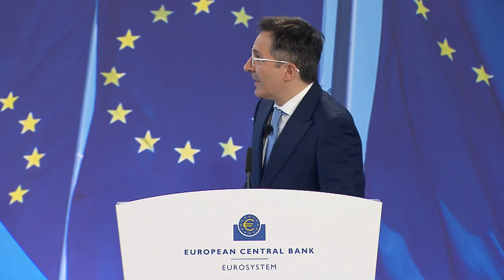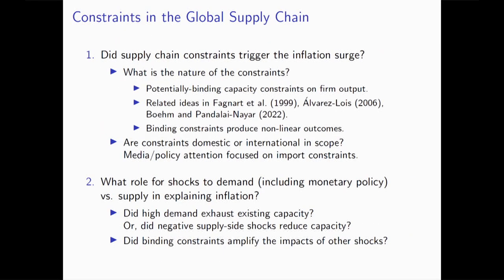So the goal of this paper is to study this possibility, to study whether capacity constraints were to blame in a significant part for this surge in inflation. And if so, what type of capacity constraints are we talking about? Are we talking about capacity constraints for domestic production? Are we talking about capacity constraints for foreign production? That's the first question that we would like to understand.